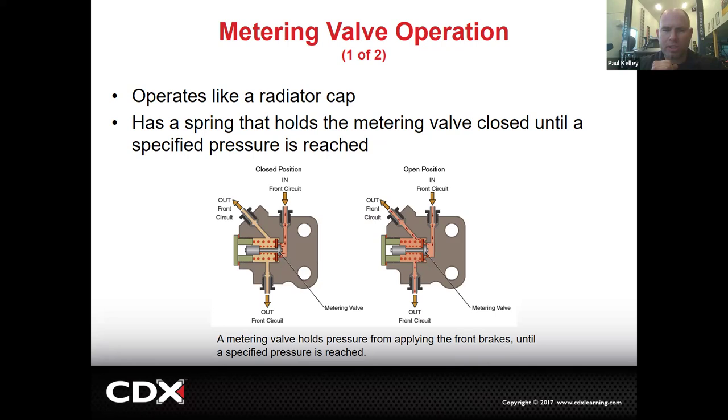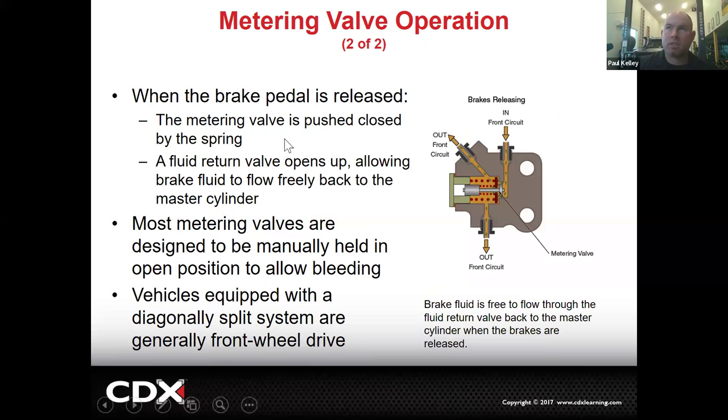So that's like a nice to know and maybe one ASE question, but you know, the proportioning valve is still probably a little more relevant. And then we kind of talked about it again, the metering valve: when the brake pedal is released, the metering valve is pushed closed by the spring. So the metering valve essentially opens up when you're releasing the brakes, but when you apply it, it'll delay it and then let them apply. It's kind of fun. If the system is diagonally split, the X design, they'll have to have a double metering valve. They would have to do both. And as you can see, it even talks about most metering valves are designed to be manually held open when bleeding. And I think I have a picture of one a little bit later.